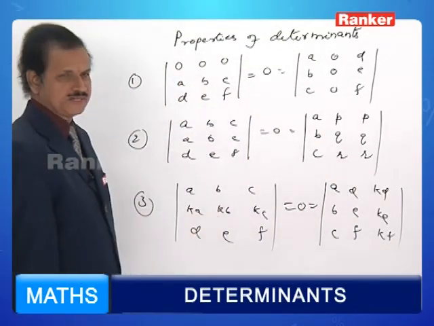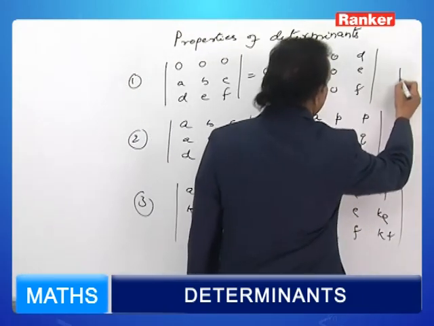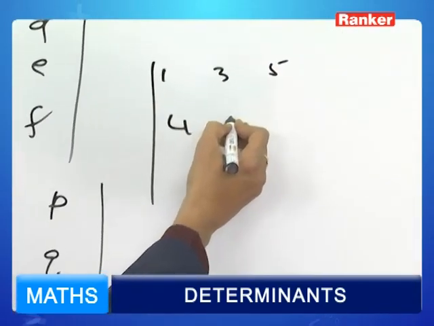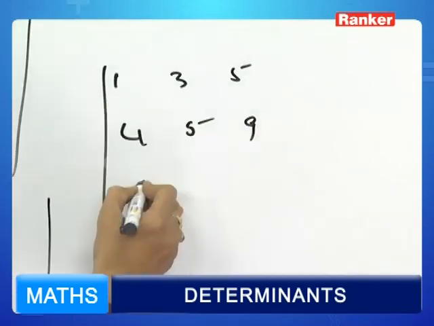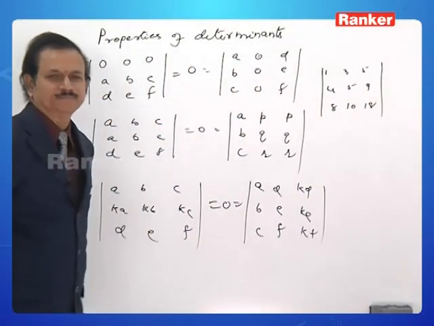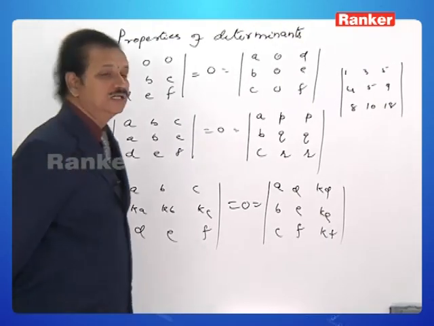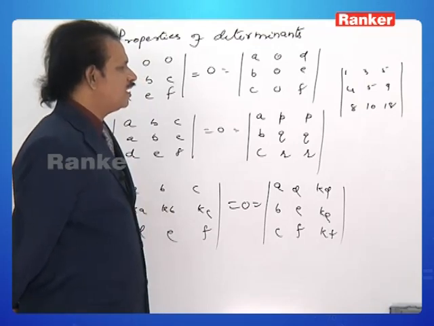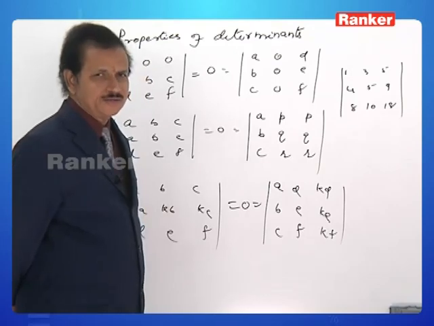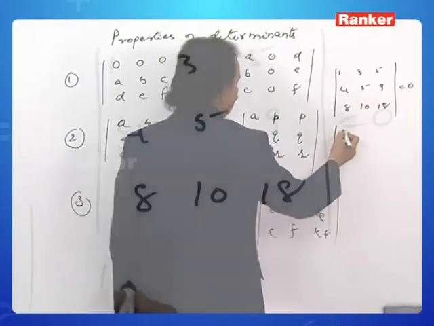There are so many other properties, and making use of these properties, I would like to ask you one simple question. You try to tell me. Look here. 1, 3, 5, 4, 5, 9, 8, 10, 18. What do you say about this? What is the determinant? Observe the elements of second row and third row. Elements of third row are just 2 times those of second row. Should you calculate it? No, it is surely 0. One more thing.